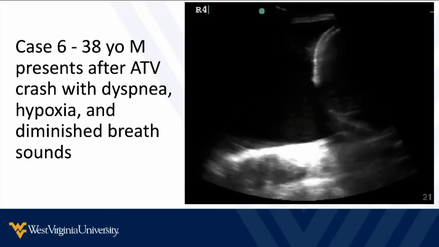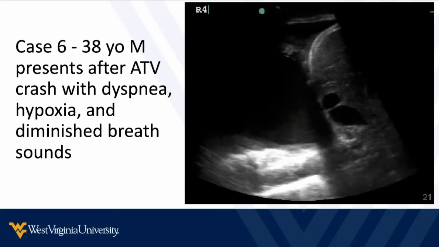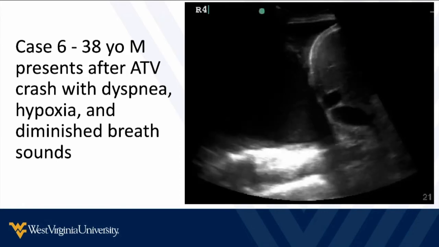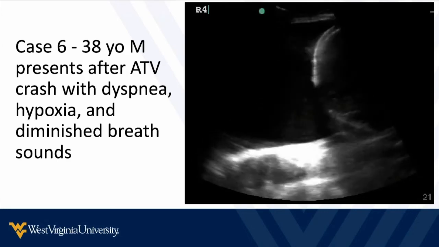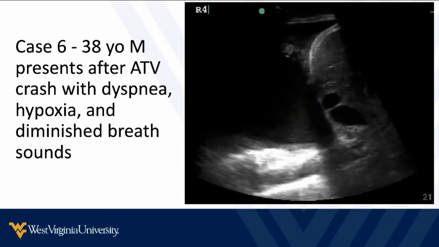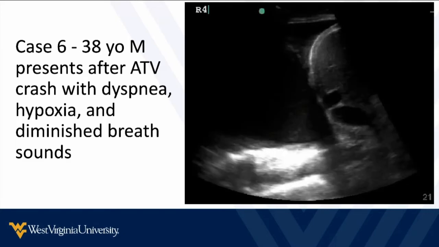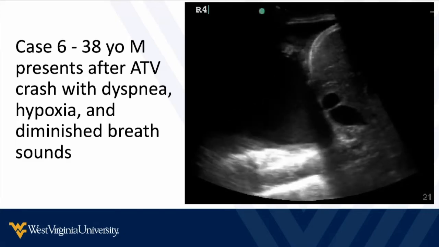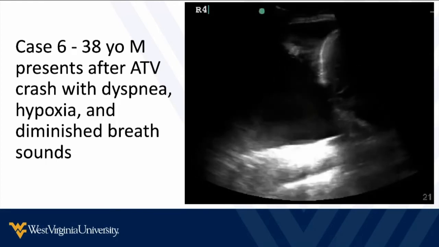Here's our 38-year-old male after an ATV crash. Patient's short of breath and hypoxic with diminished breath sounds. In their anterior chest, we saw sliding, but here's the reason for the diminished breath sounds. This is blood in the chest, and we may decide that we want to go ahead and place a chest tube. Again, the clinical scenario is going to help us decide: how short of breath are they? How hypoxic are they? We incorporate this into the entire clinical scenario.